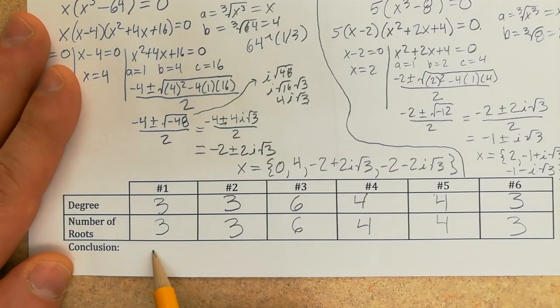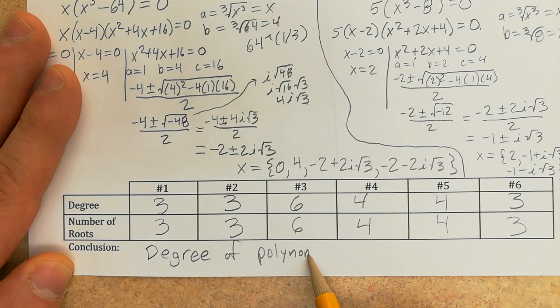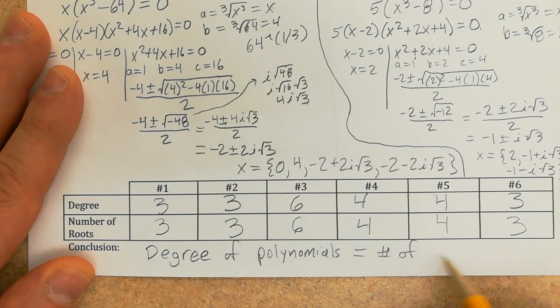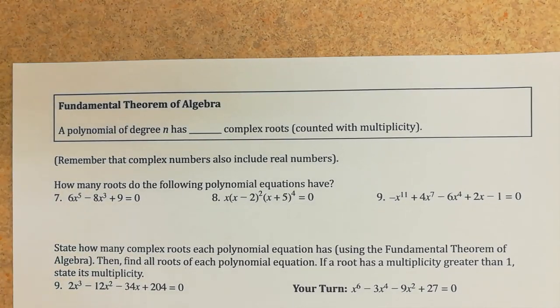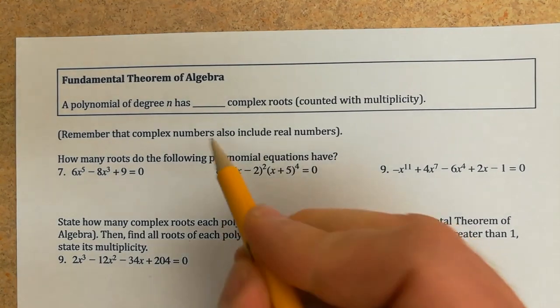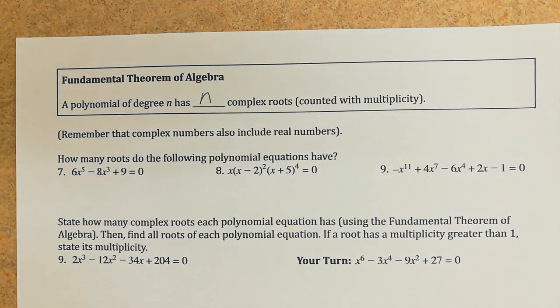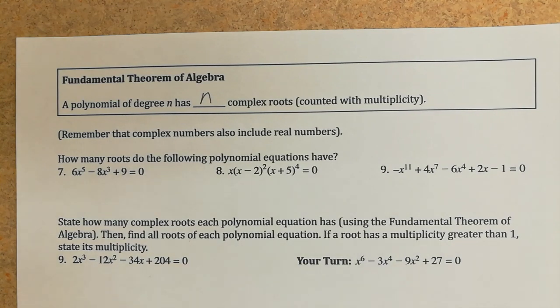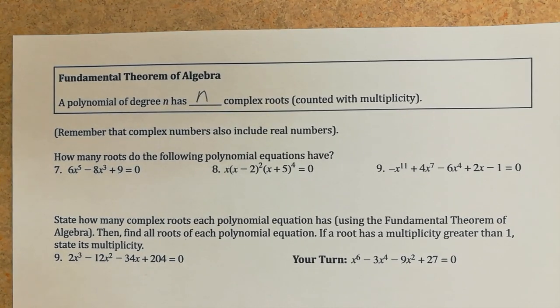So, conclusion, the degree of the polynomial is the same as or equal to the number of roots that it has. So that leads us to the fundamental theorem of algebra. A polynomial of degree n has n complex roots, counted with multiplicity. All right, so you got to count the multiplicity in order to get to that same amount.